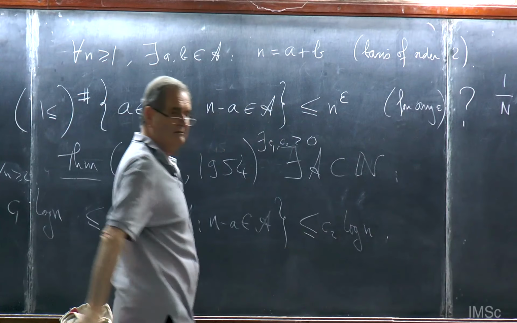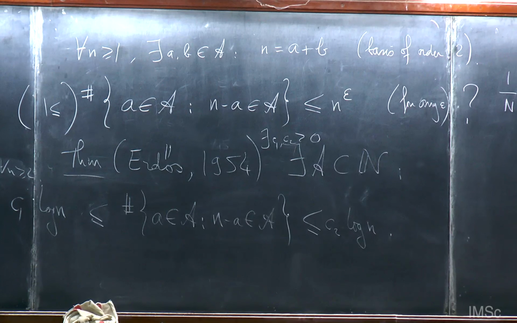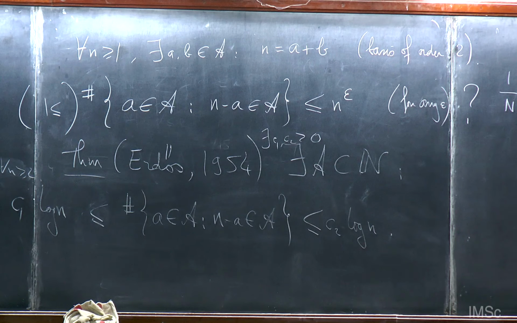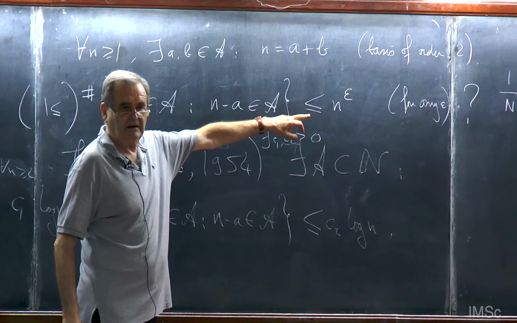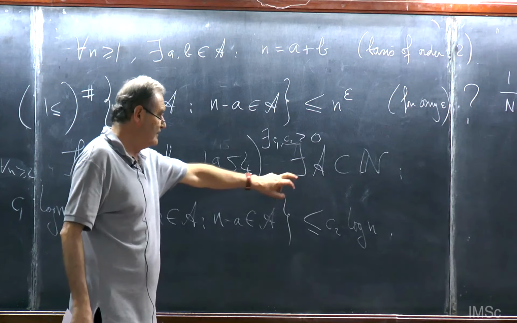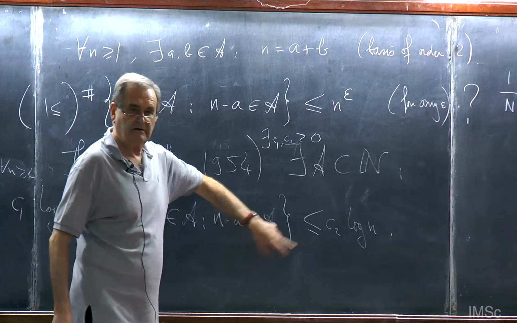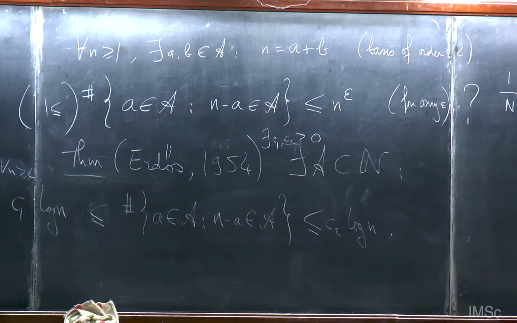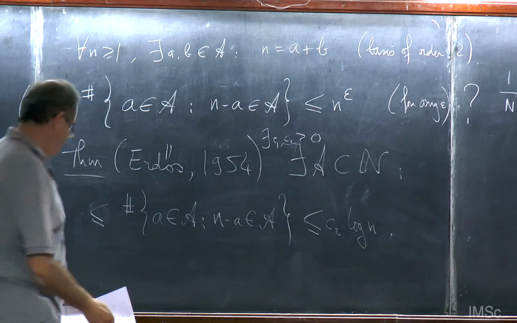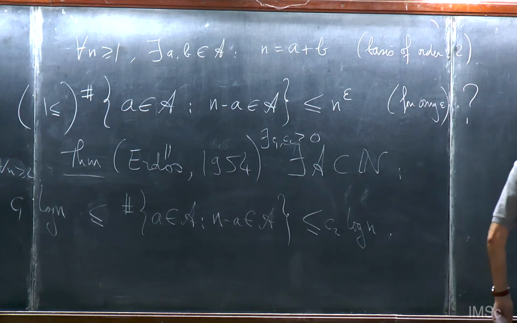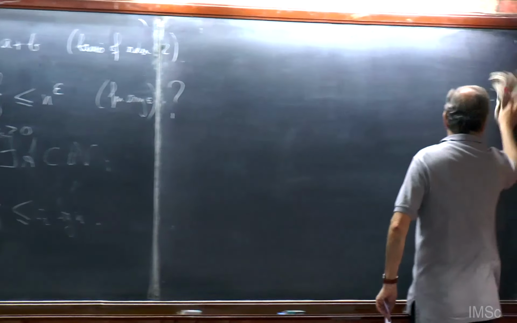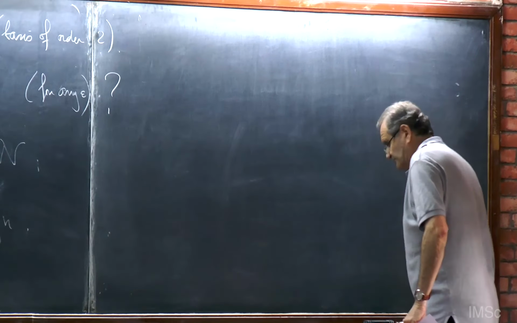What is this? Although we have no idea how to construct a set for which we have something like that with n to the epsilon, you can prove that there exists an A for which you have this. So what is the proof of Erdős? We'll give the proof of Erdős in the course because it's very nice.